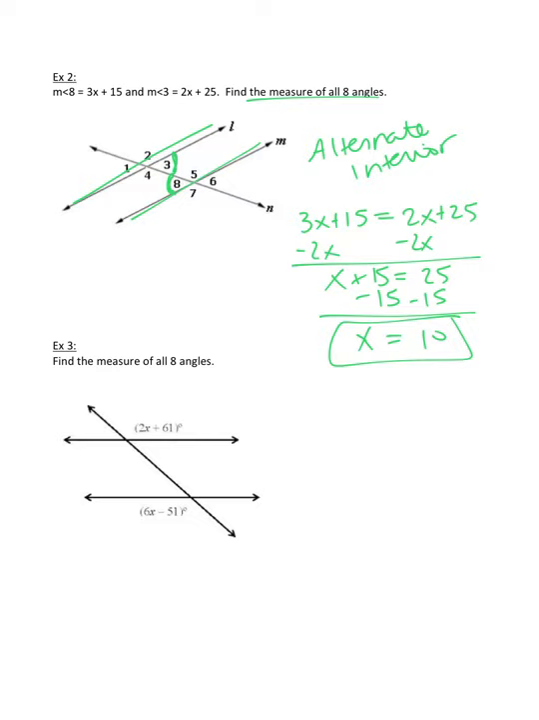So angle 8 is 3 times 10 plus 15, which is 45. So if this is 45 degrees, then angle 3 is 45 degrees, then angle 1 is vertical to that, it's 45 degrees, and angle 6 is vertical to angle 8, 45 degrees. And then angle 2 is supplementary to angle 1, so that has to be 135 degrees. They add up to 180, and then angle 4 is vertical to that, 135. Angle 5 is corresponding to angle 2, that's 135 degrees, and angle 7 is vertical to angle 5, 135 degrees.